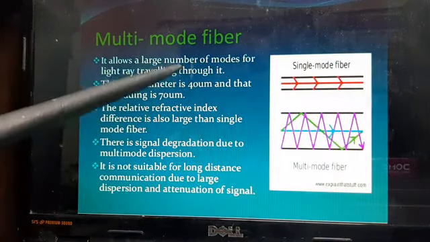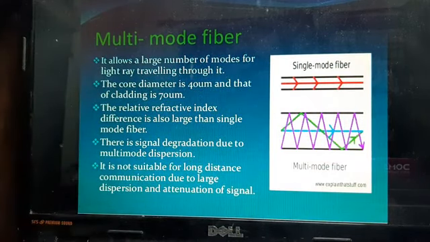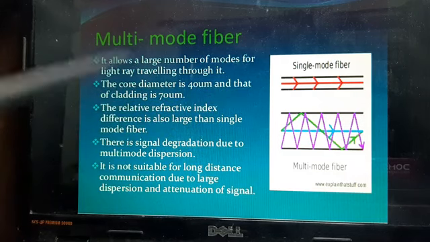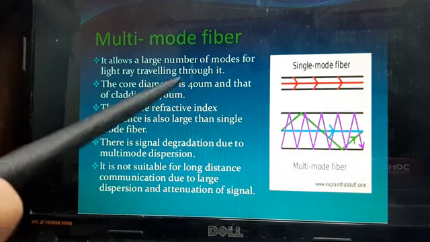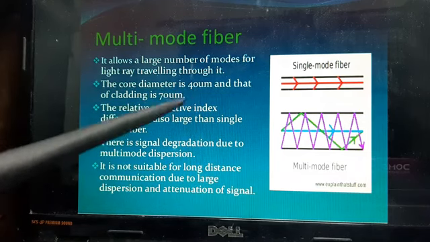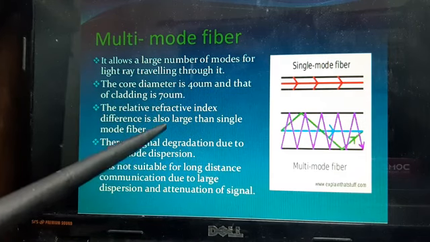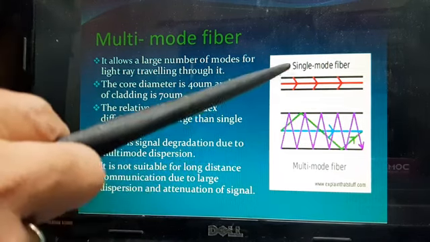And this is multi-mode fiber. It allows a large number of modes for the light ray traveling through it. And the core diameter is 40 micrometer and that of cladding is 70. Again, cladding has more diameter as compared to core, but the difference is less. So the relative refractive index difference is also larger than single mode. So this is multi-mode and this is single mode.